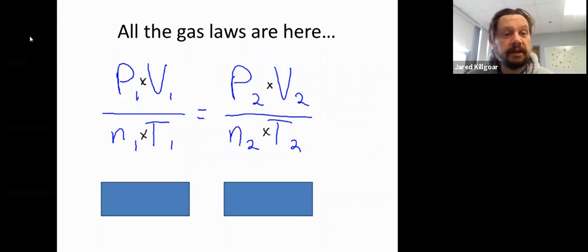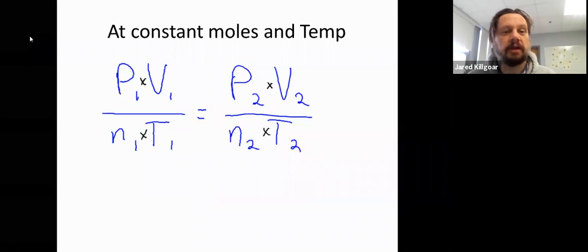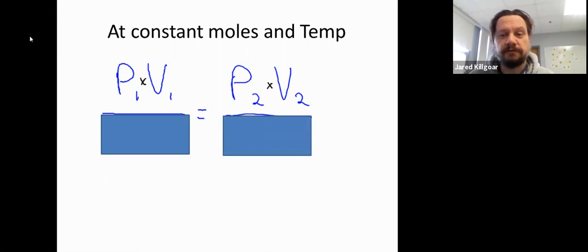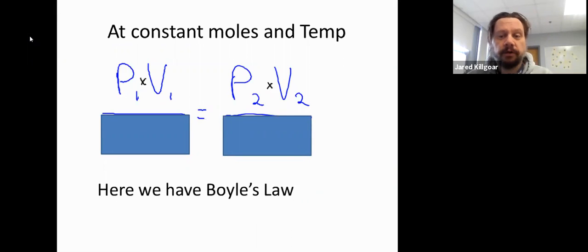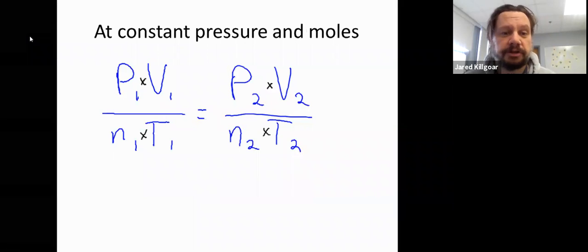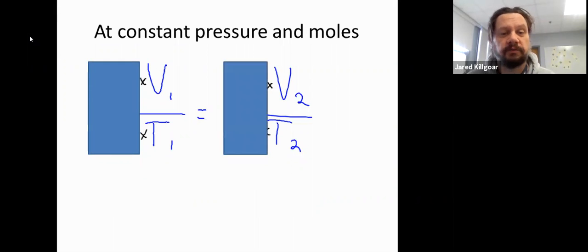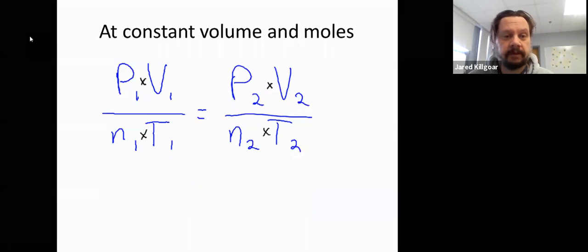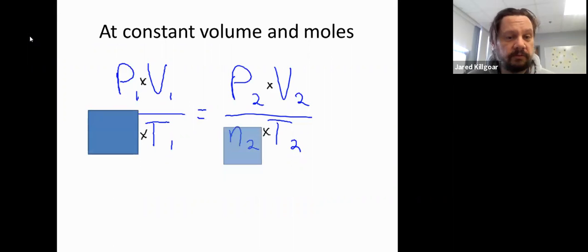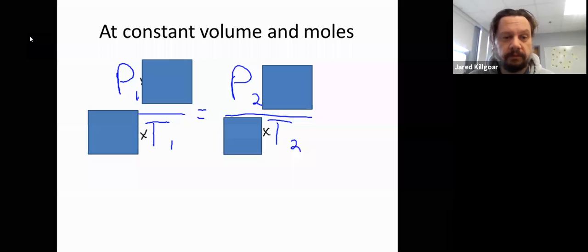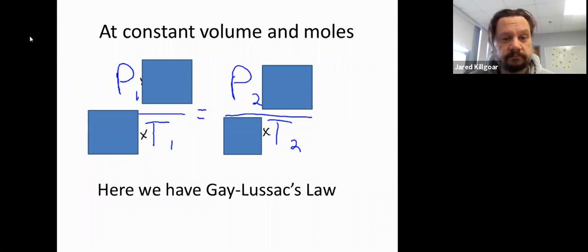All of the gas laws are in the combined gas law. So we assume constant. At constant moles and temperature, I have P1 V1 equals P2 V2, which is known as Boyle's law. At constant pressure and moles, I have V1 over T1 equals V2 over T2, which is known as Charles' law. At constant volume and moles, I have P1 over T1 equals P2 over T2, and that is Gay-Lussac's law.